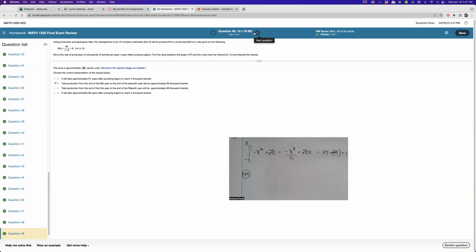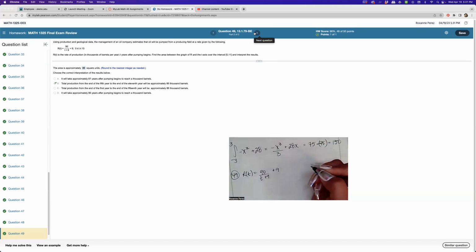Okay, using production and geological data, the management of an oil company estimates that oil will be pumped from a producing field at a rate given by the following. R of t equals 90 over t plus 9 over the domain 0 less than or equal to t less than or equal to 15. R of t is the rate of production, thousands of barrels per year, t years after pumping begins. Find the area between the graph of R and the t-axis over the interval from 5 to 11 and interpret the results.